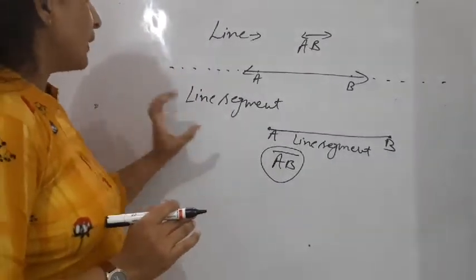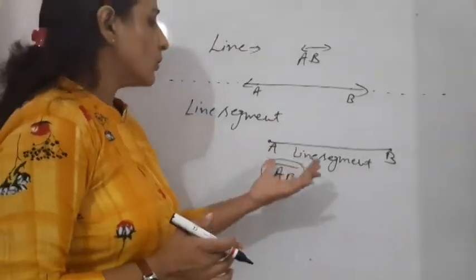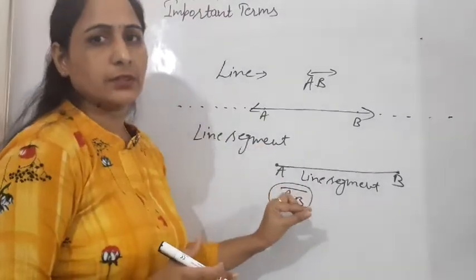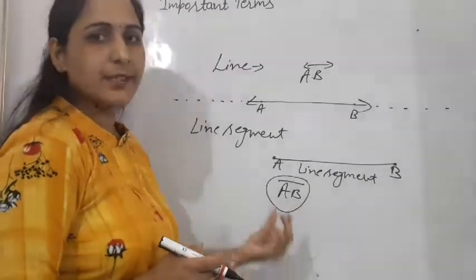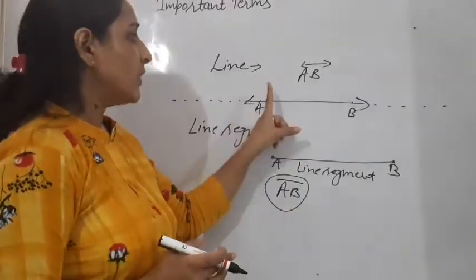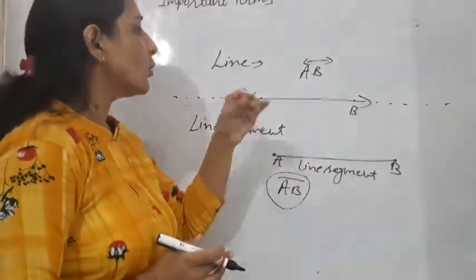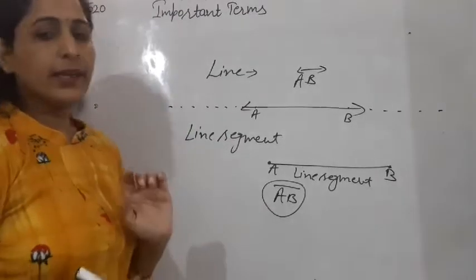Now we can measure the line segment with the help of a ruler. It has a definite length. Clear? We can measure it. It has 2 end points. But a line we cannot measure. It has no definite length. Clear? And it has no end points. This is about your line and line segment.